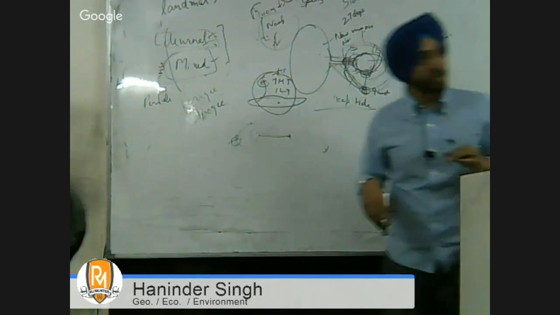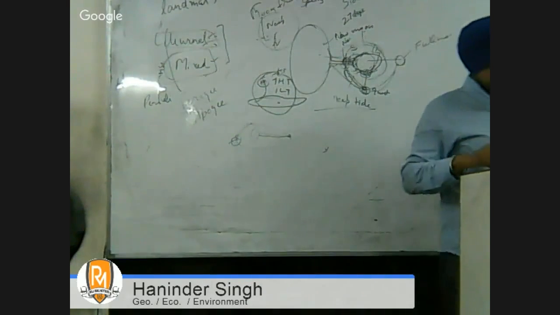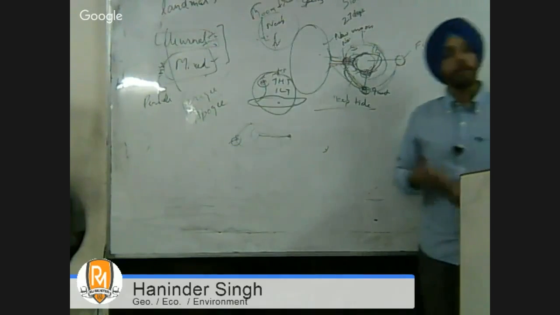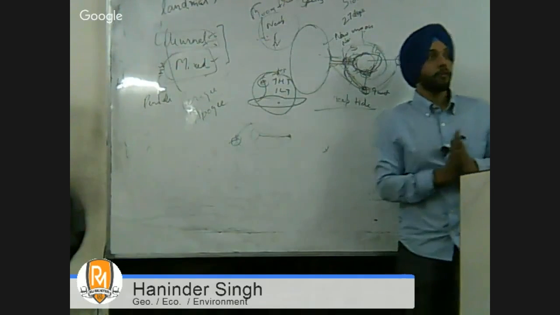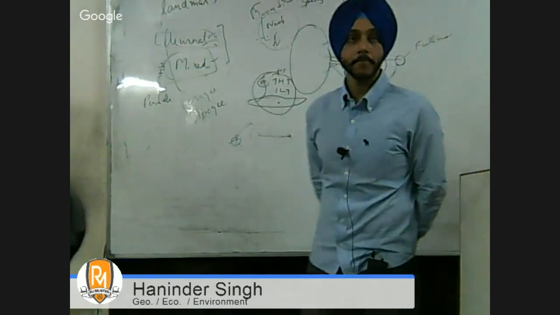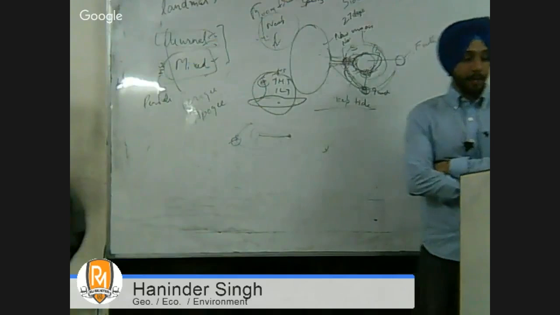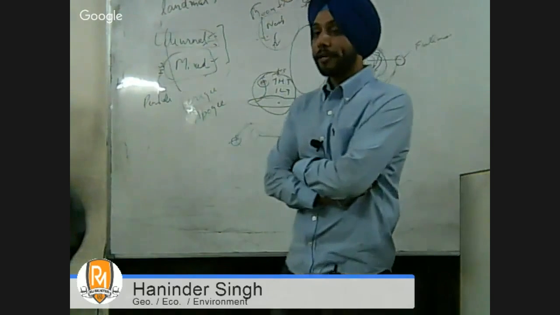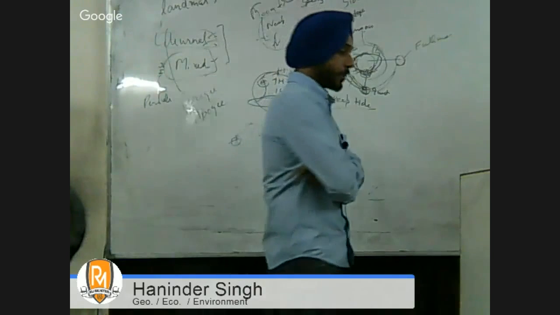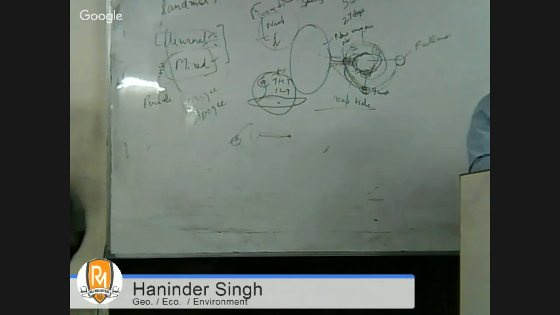Okay, now come to the last topic, ocean currents. Look, the regular volume of water flowing in a definite path and direction is called an ocean current.